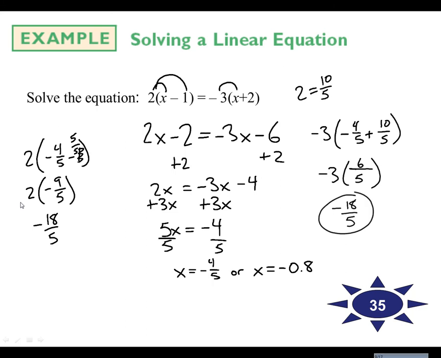Do both sides equal each other? They do. And so we've been able to check and know that x equals negative 4/5 is the answer. So, see if you can solve problem 35 the exact same way.